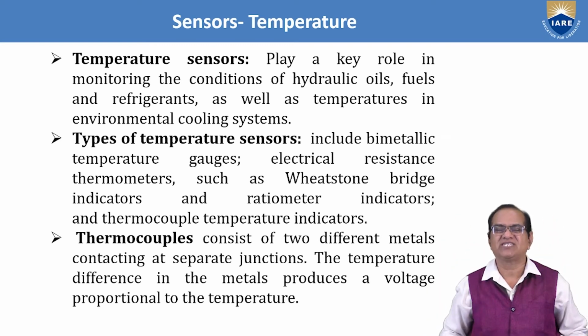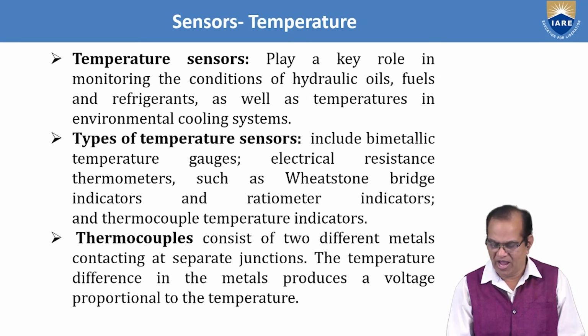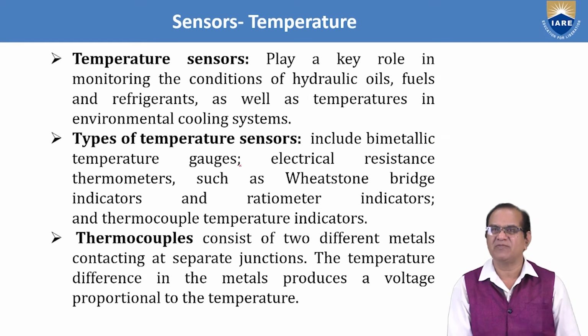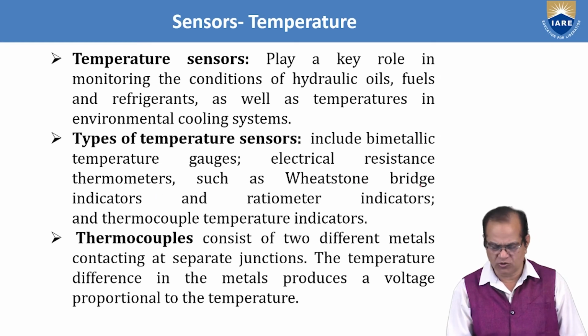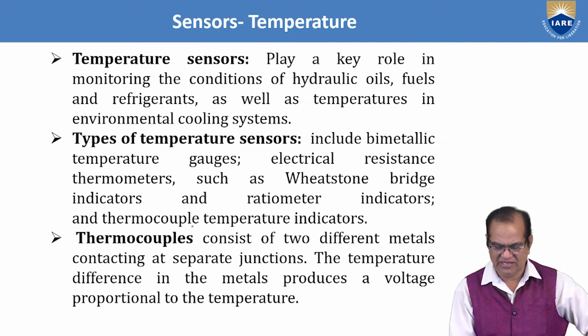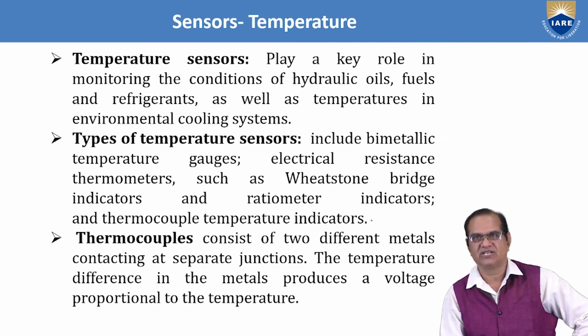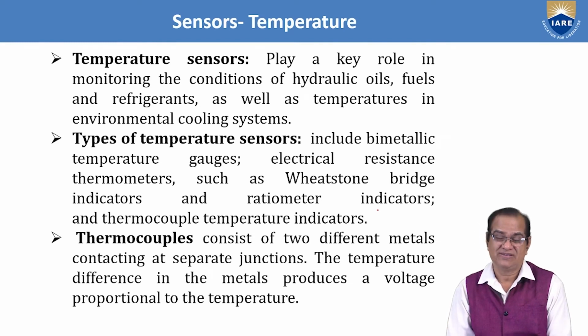The temperature sensors are the equipment which sense this and display it on the pilot's display. Now, types of temperature sensors include the bimetallic temperature gauges, normally used for engine temperature, electrical resistance thermometers such as the Wheatstone bridge indicator and the ratiometer indicators, and thermocouple temperature indicators. So these are a few types of temperature sensors.